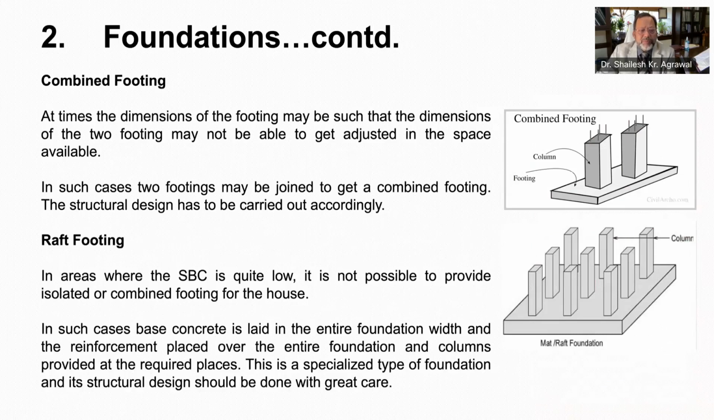The other types of foundations are combined footing and raft footing, as you can see in these pictures on right hand side. When two or more isolated footings are being joined in case of space constraints, they are known as combined footing. The design and construction is similar to that of isolated footings and it can be rectangular or trapezoidal as per the design. Raft is a special type of foundation to be provided in areas where safe bearing capacity is low.